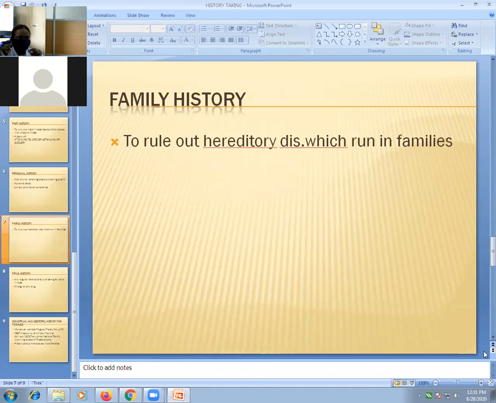Then family history. Family history is to rule out hereditary diseases which run in families. Hypertension, diabetes, these are the diseases which run in families. So family history is to rule out hereditary diseases. Whether parents are suffering from the same disease or not. Even asthma is having family history.